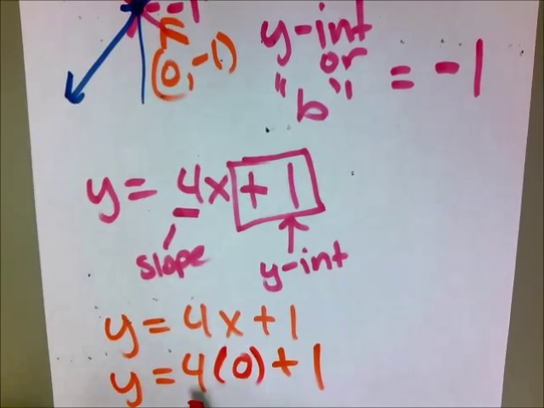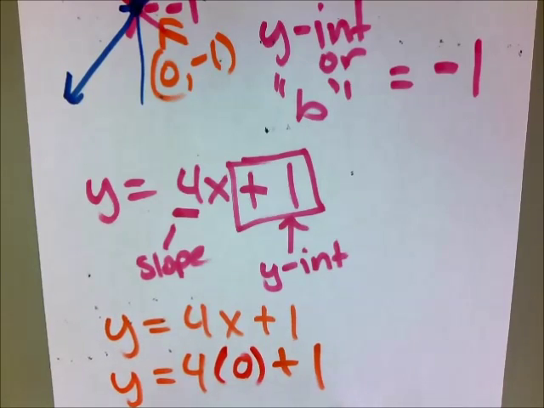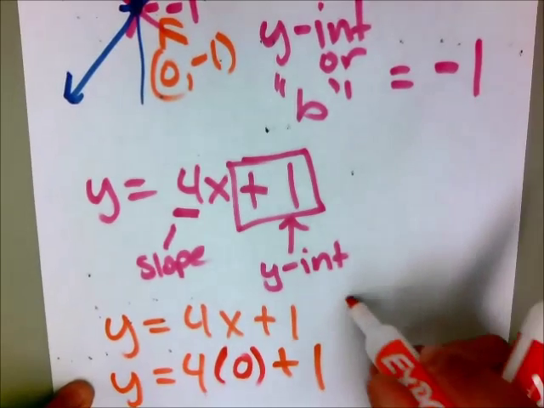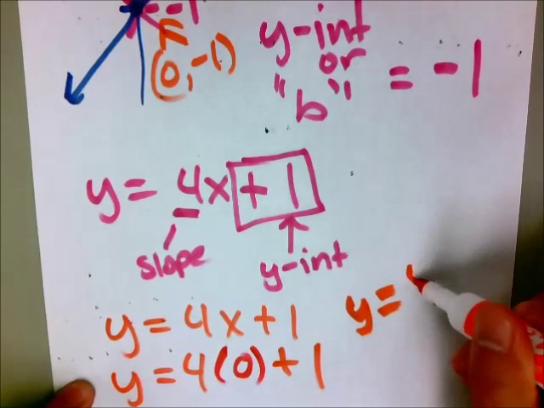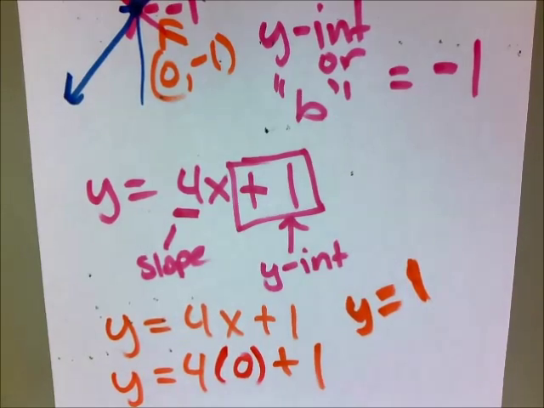But anyway, what is 4 times 0? Yeah, 4 times 0 is just 0. So your final equation here is just y equals 1. So that is your y-intercept. All you do is plug in 0 for x, and you will get your y-intercept.